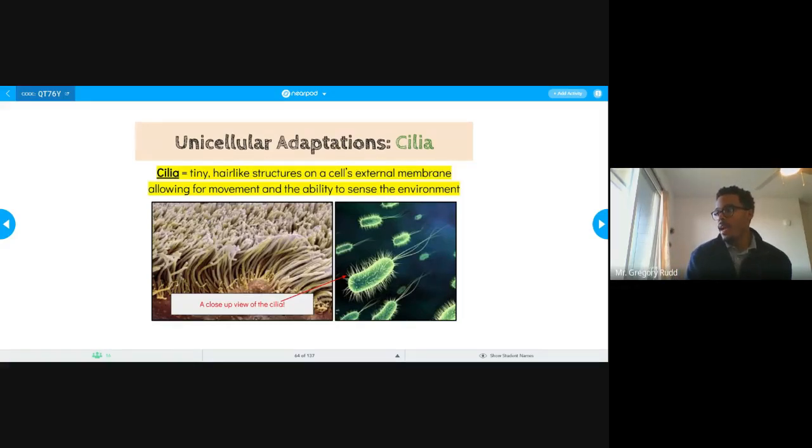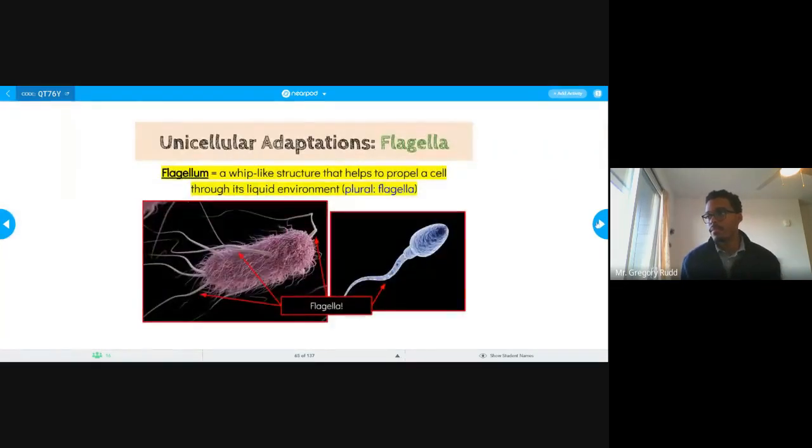Okay, if you need me to go back, I will, but I think that should have been enough time. Another adaptation that's involved in helping the organism to move is called a flagellum. That's the singular version of the word. Plural is flagella.